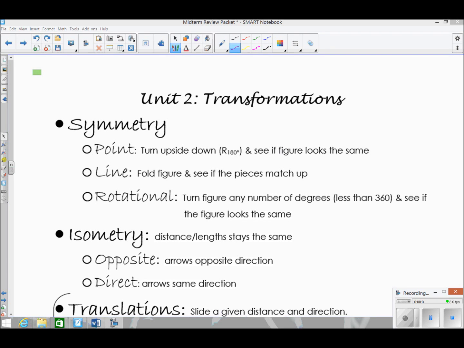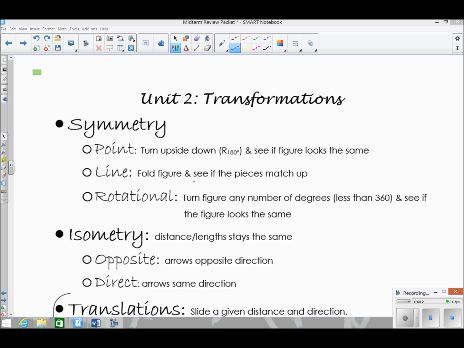In Unit 2, we looked at transformations, and the first thing to look at here is symmetry. When we talked about transformations, there were three different types of symmetry that we focused on. Point symmetry is when you turn a figure upside down and it still looks the same. That means a figure would have point symmetry. Line symmetry is if there's a line that divides a figure and has basically two mirror images.